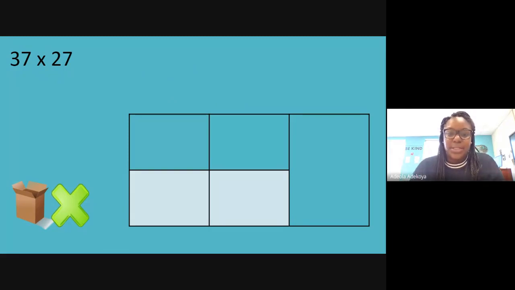All right, so today we looked again at multiplying two-digit numbers by two-digit numbers, talking about a variety of strategies, but our focus strategy was the box method. And as we multiply, we want to use this box method to help us multiply our work.